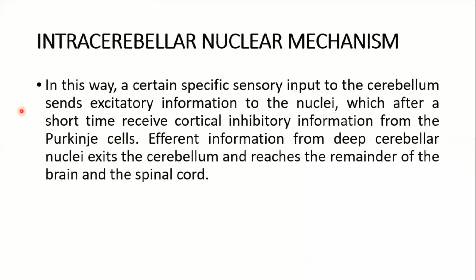In this way, a certain specific sensory input to the cerebellum sends excitatory information to the nuclei, which after a short time receive cortical inhibitory information from the Purkinje cells. Efferent information from deep cerebellar nuclei exits the cerebellum and reaches the remainder of the brain and the spinal cord.